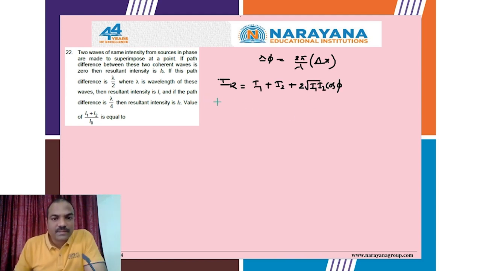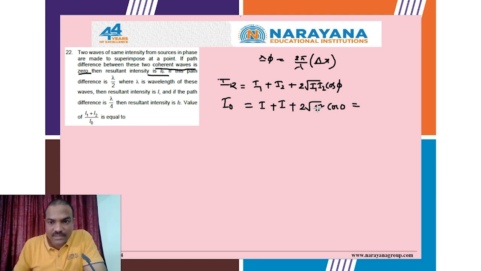Okay. They are saying that resultant intensity is I naught when path difference is 0. So I can write down that I naught is the resultant intensity, where I is the intensity of individual waves I am taking. So I plus I plus 2 root I into I, cos 0. Cos 0 value is 1. Okay, this will be how much? 2i. So total it will be 4i. So I is the intensity of individual waves, remember.